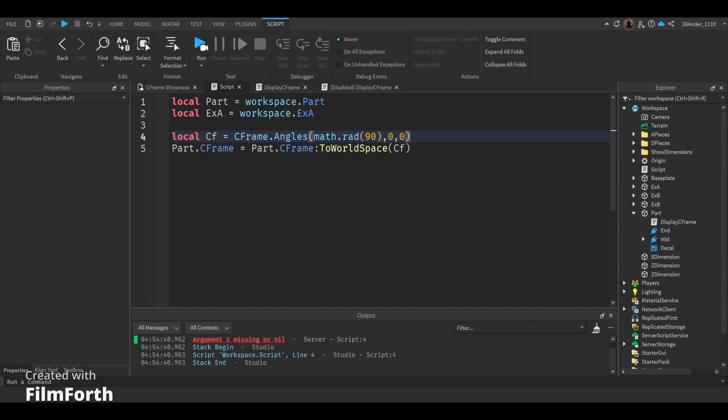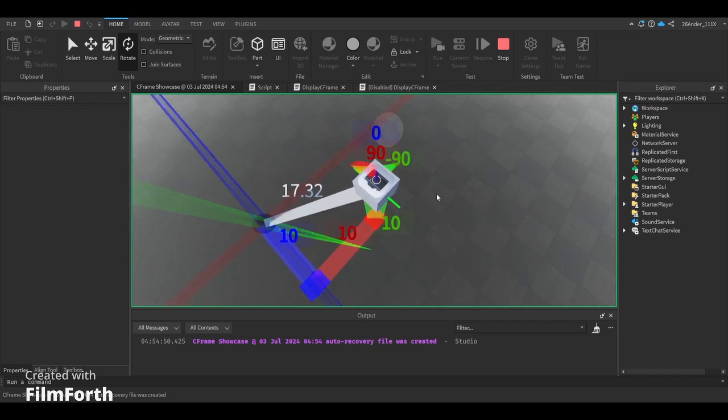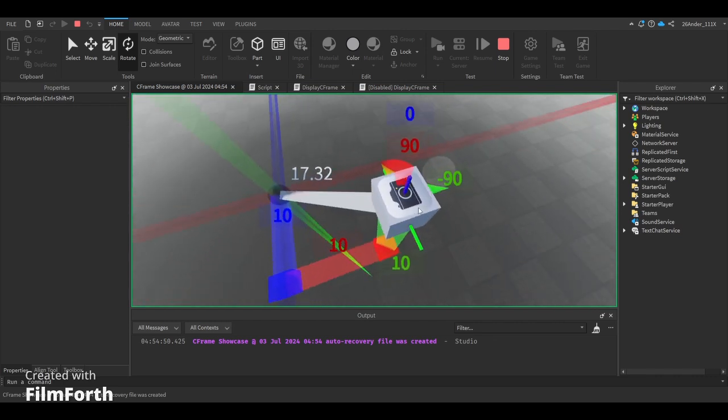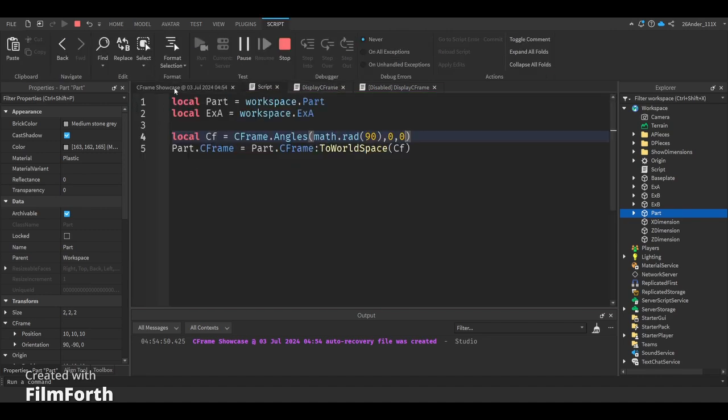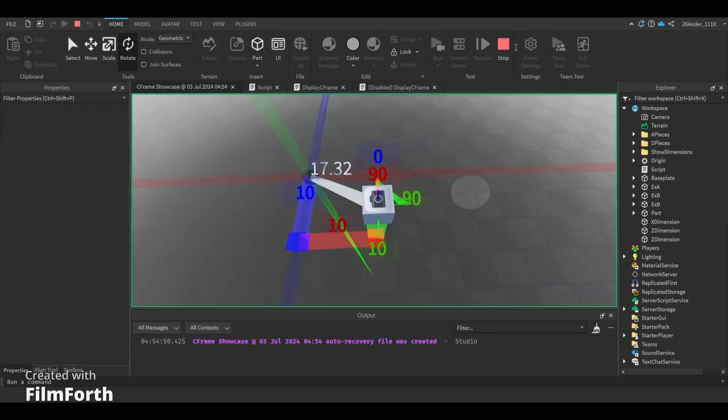Whoops, everything was in math.rad. So this should cancel. Oh wait, what? Why did I move the x-axis? Oh, it's because I put in x-axis. So yeah, it basically just added 90 degrees in the x-axis, as you can see right here.